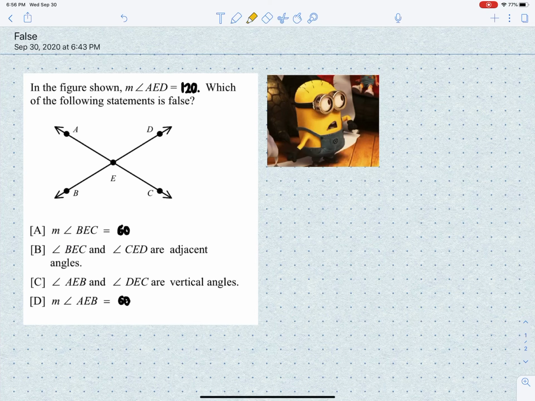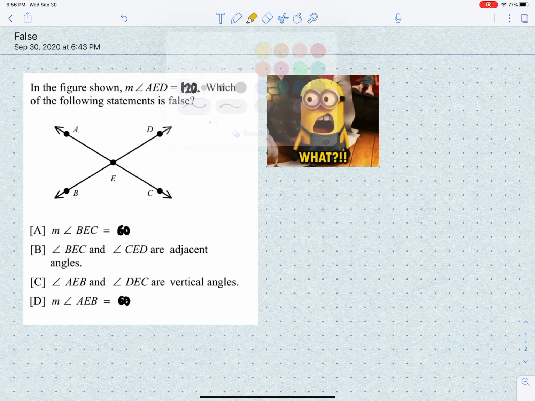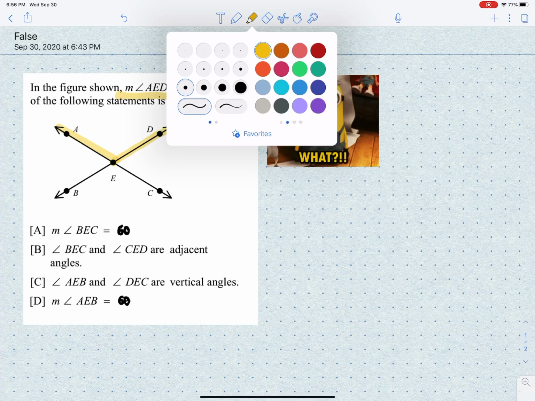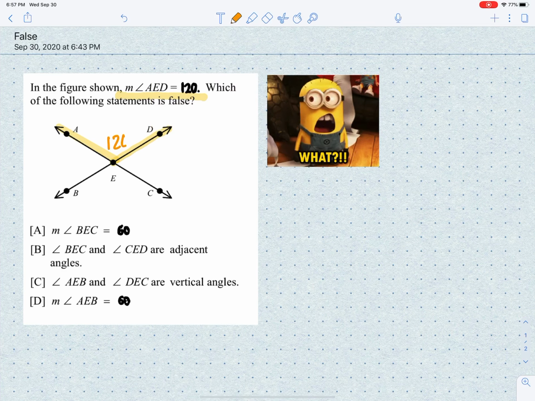Right now we're looking at this word problem. So it reads, in the figure shown, measure of angle AED is 120 degrees. So let me start annotating and highlighting in the picture. So we have angle AED. So let's write this stuff in. And so that one was 120 degrees. It says, which of the following statements is false? So we got to be very careful. We're looking for something that is not true.